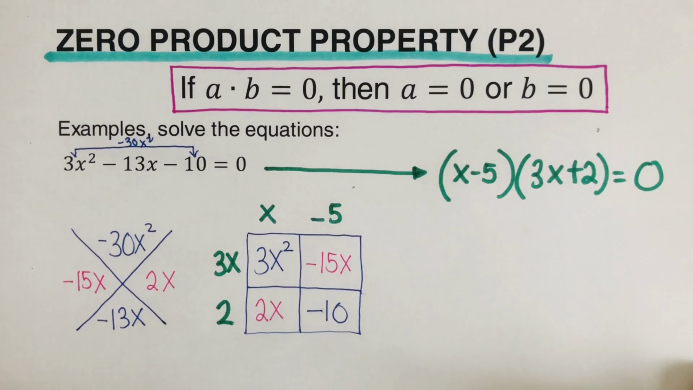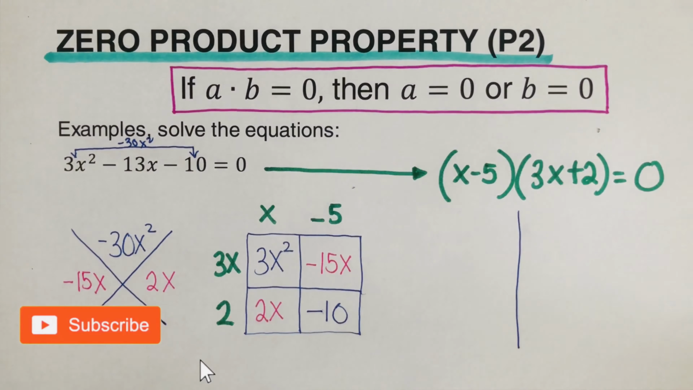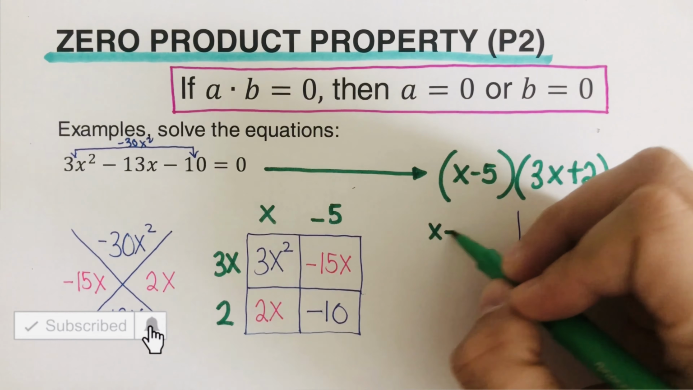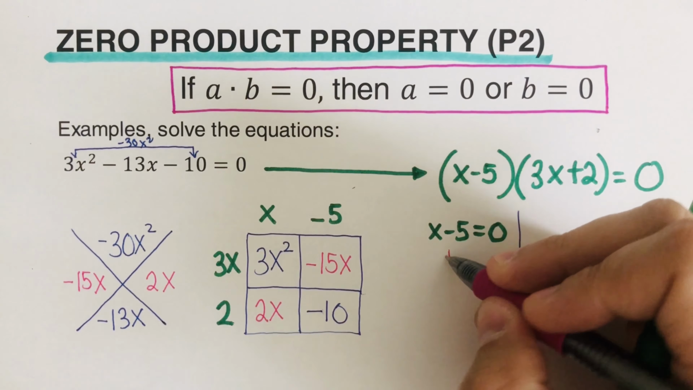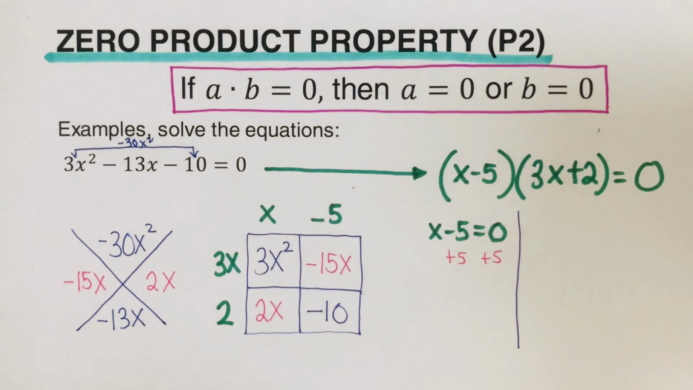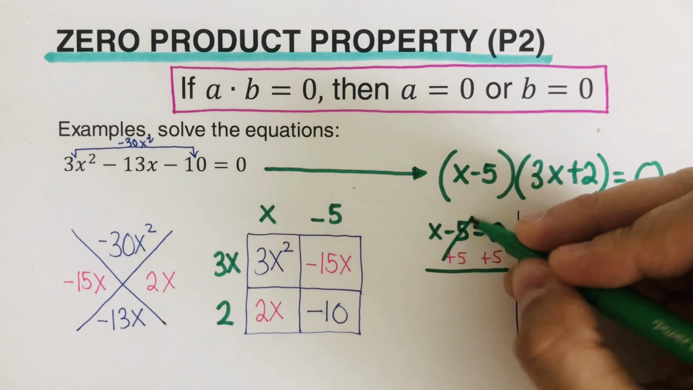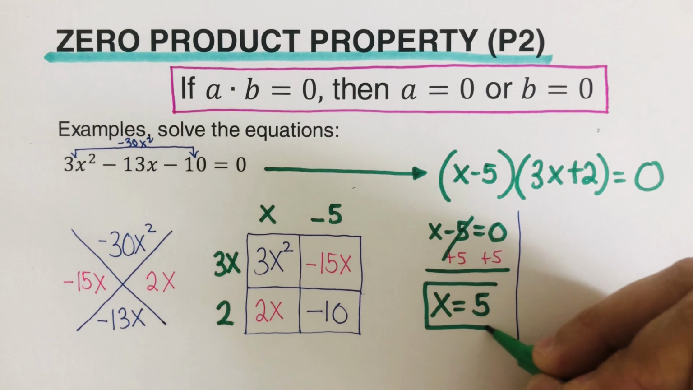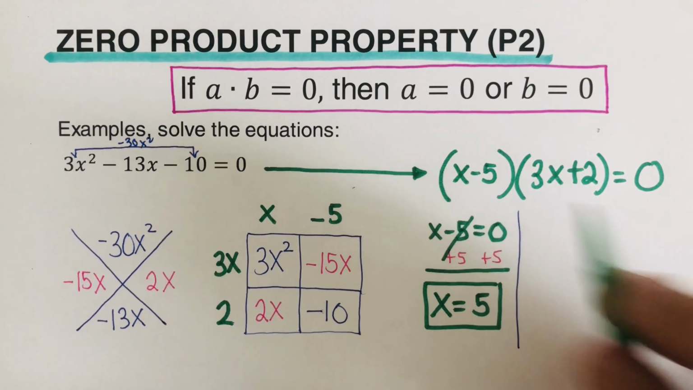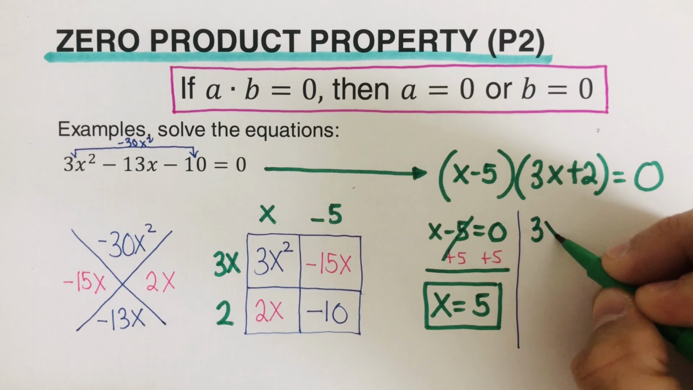From here, we can use the zero product property. So this would come out to be x minus 5 equals 0. Then we add 5 to both sides, plus 5 here. So then we go ahead and cross this out. x is positive 5. So we're going to put that inside the box. And then just do the same thing for this one.